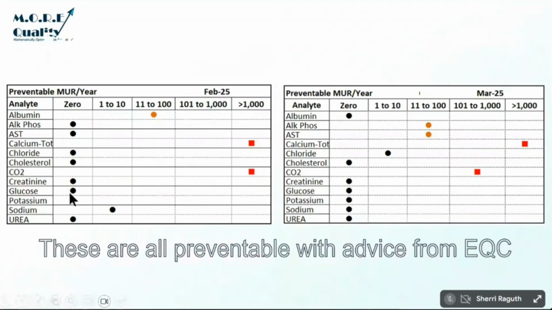We tell you for each analyte how many preventable MURs per year you have: 0, 1 to 10, 11 to 100, or up to over 1,000. And you can see that it changes by month, and it changes by analyte, and it changes by instrument. You can't do this with an Excel file. These are all preventable with advice from EQC.